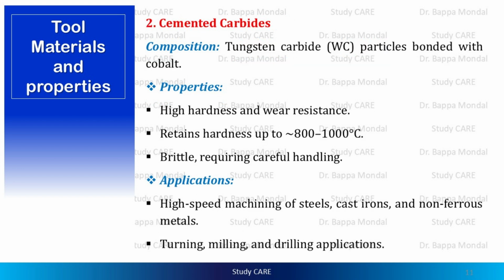2. Cemented carbides. Composition: tungsten carbide, WC, particles bonded with cobalt. Properties: high hardness and wear resistance. Retains hardness up to 800 to 1000 degrees C. Brittle, requiring careful handling. Applications: high-speed machining of steels, cast irons, and non-ferrous metals. Turning, milling, and drilling applications.